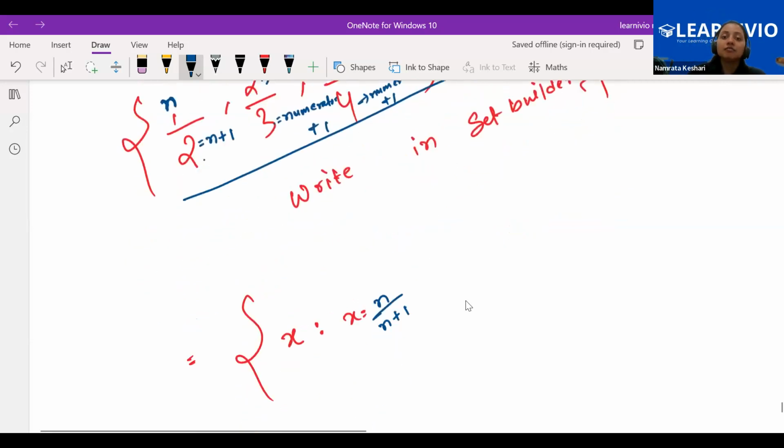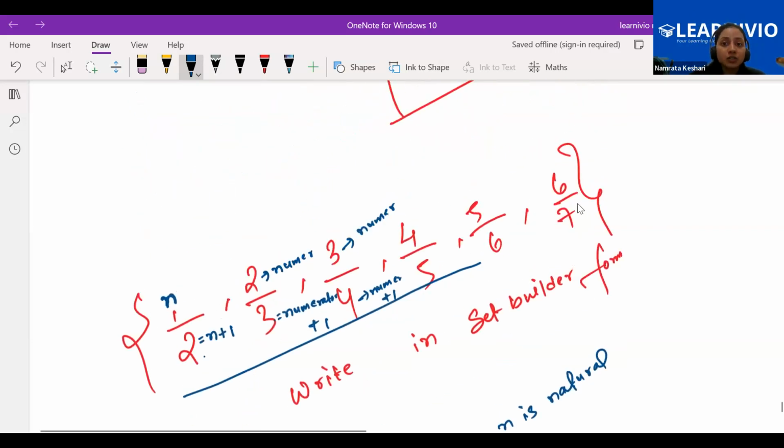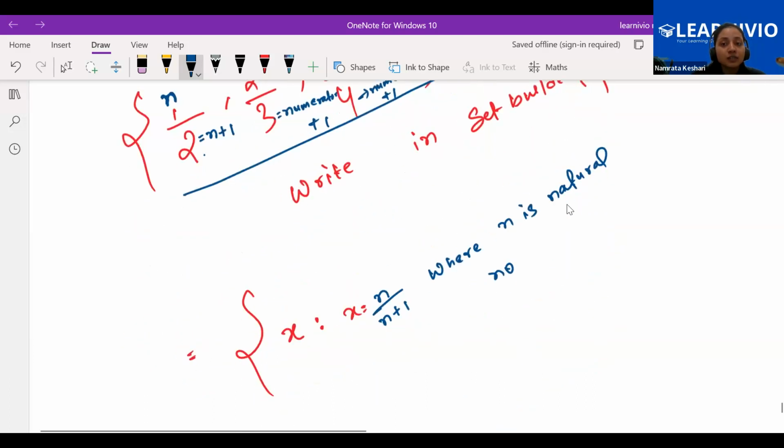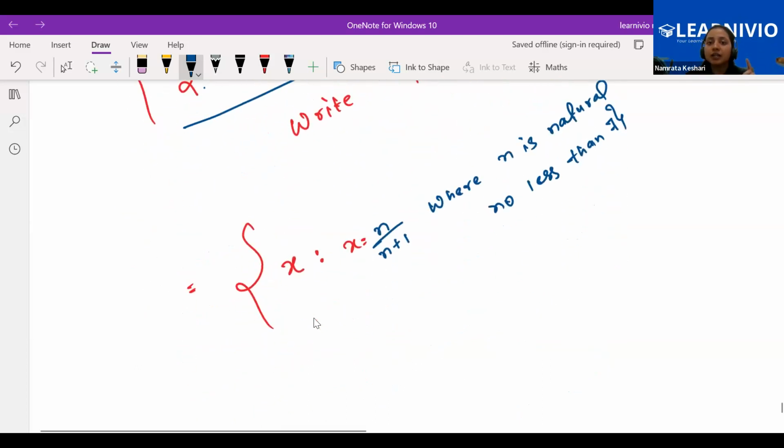So we will say where n is a natural number, but till which natural number? 1 to 6. So we can say natural number less than 7. n is a natural number less than 7. Be careful, in the numerator, whatever we write, n, that is a natural number. So whoever reads this statement will understand.